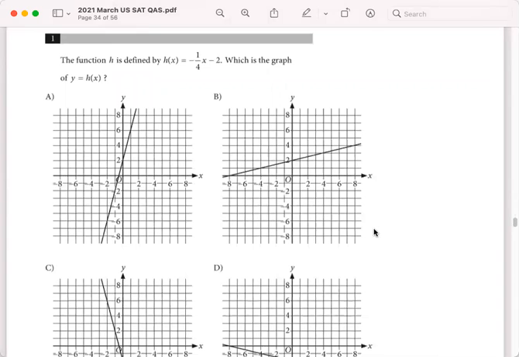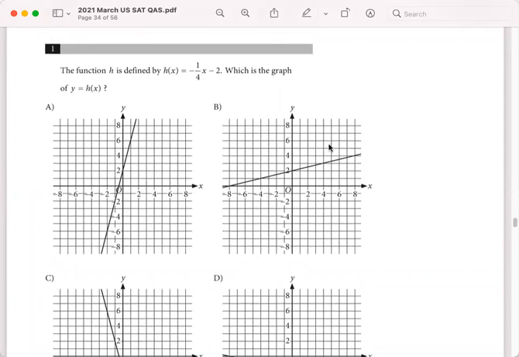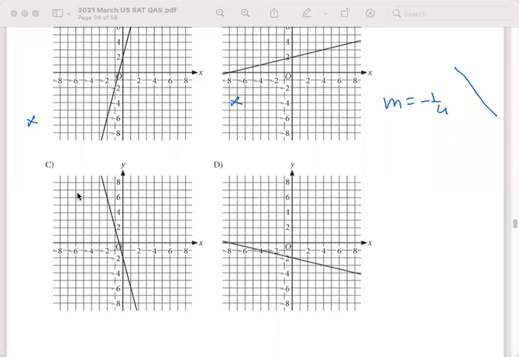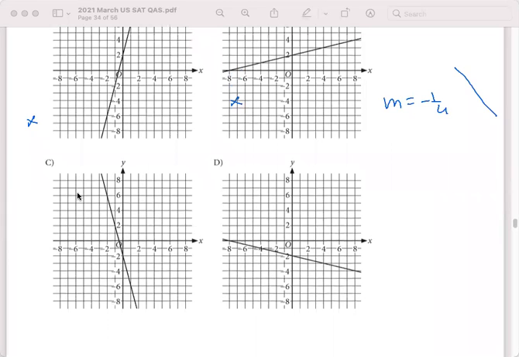Question 1. The function h is defined by h(x) = -1/4 x - 2, which is the graph of y = h(x). Okay, so I can see that the slope is negative 1 by 4, which means that it has to be a falling line, right? So it can't be option A and option B, so those I can directly cancel out. Now let's look at the options below, option C and D.